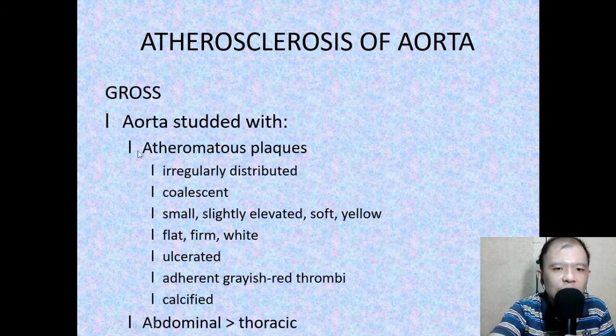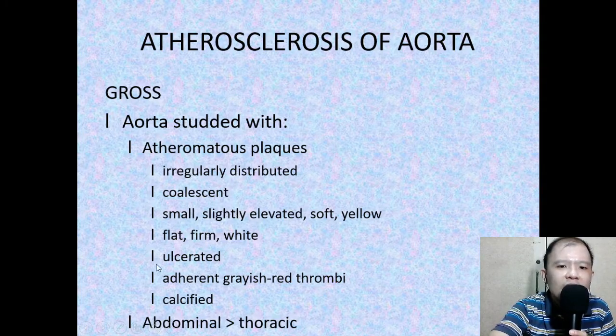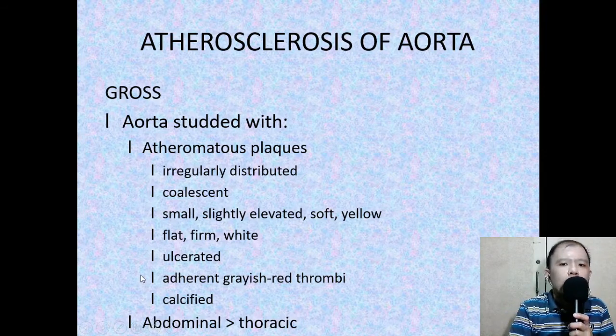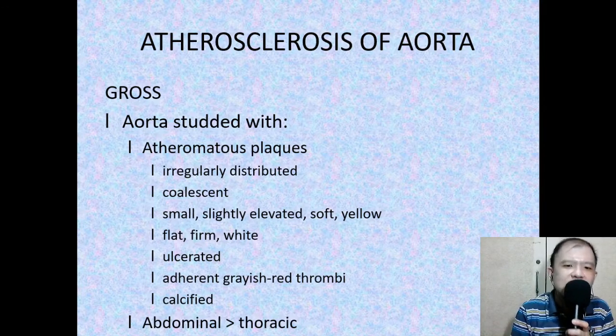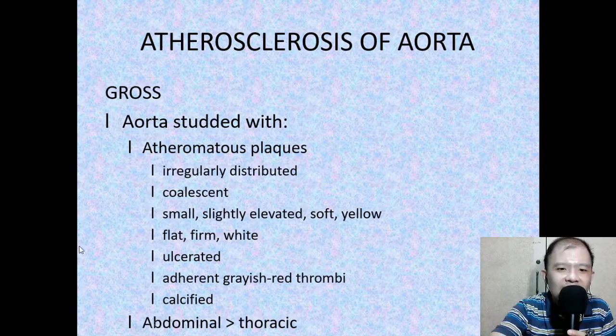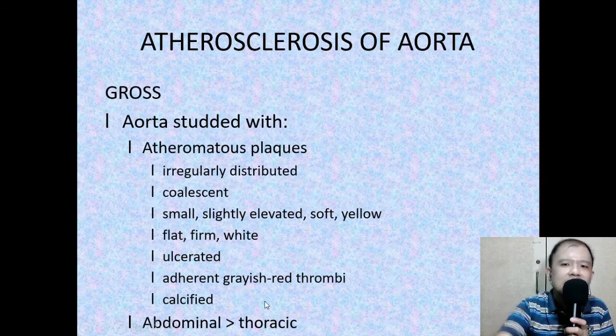So the atheromatous plaques are described as irregularly distributed, coalescent, small, slightly elevated, soft and yellow, flat, firm, white, ulcerated with adherent grayish red thrombi. So why do you think the plaque developed a thrombus? Please research. And you see, the abdominal aorta is more studded with atheroma compared to the thoracic.